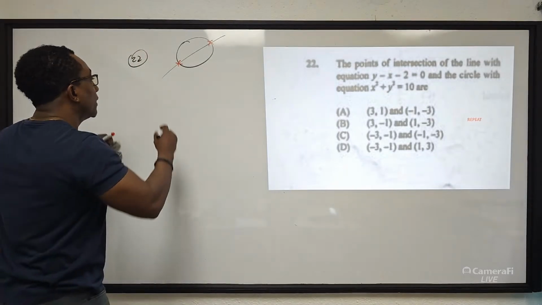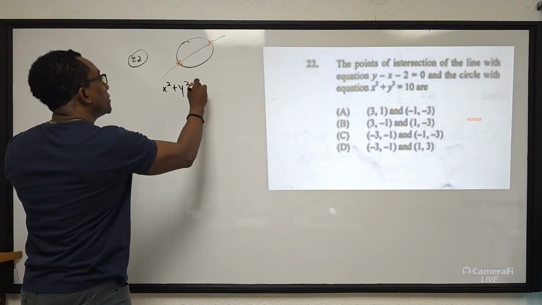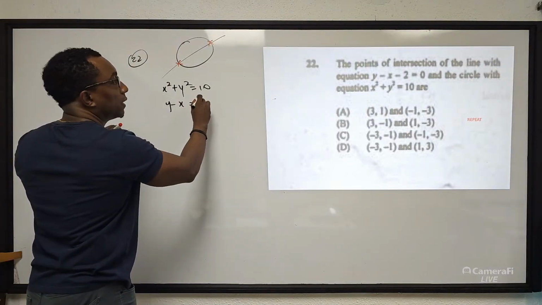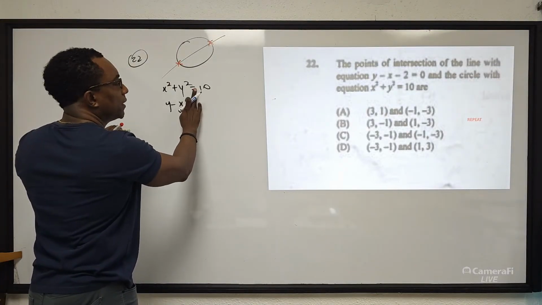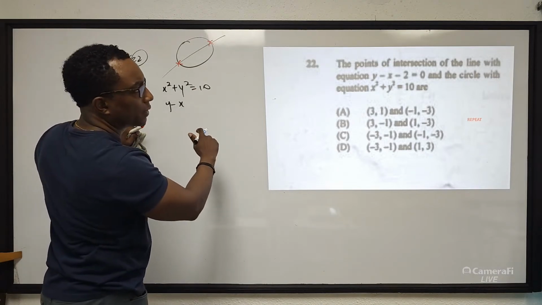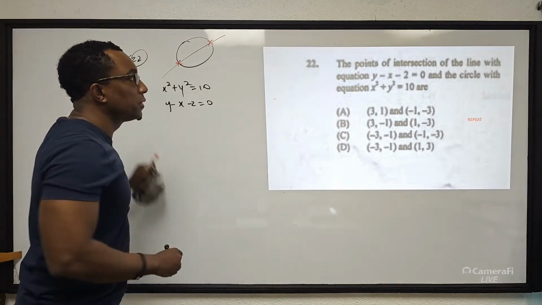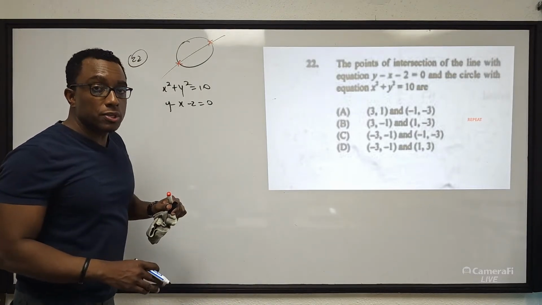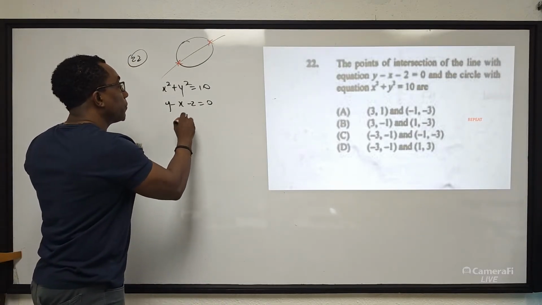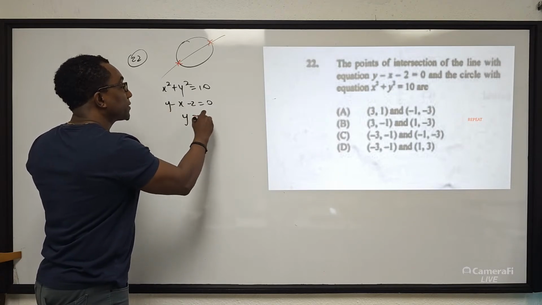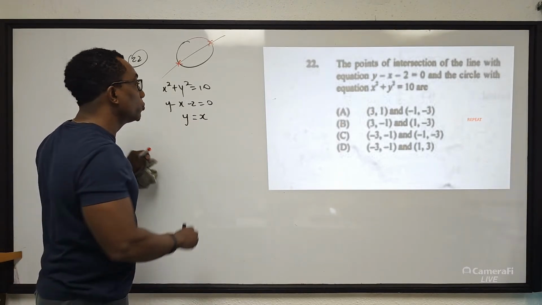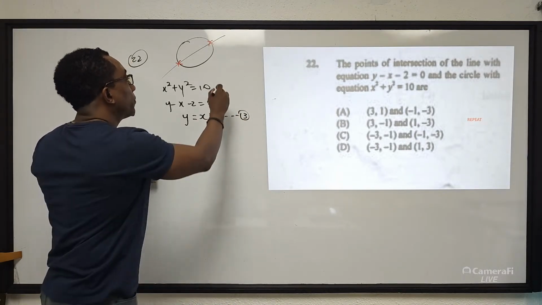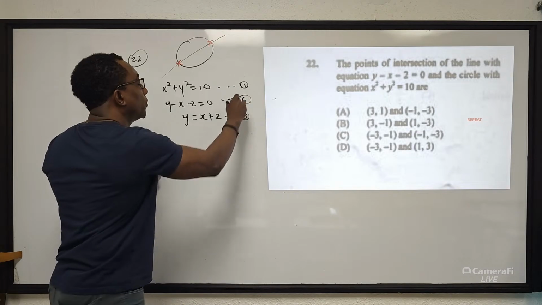So we're going to take x squared plus y squared is equal to 10, and y minus x minus 2 is equal to 0. It's only the method of substitution we're going to use here. So I'm going to make y the subject. This negative x comes across as positive x, negative 2, positive 2. Call that equation 3. So this is equation 1, equation 2.